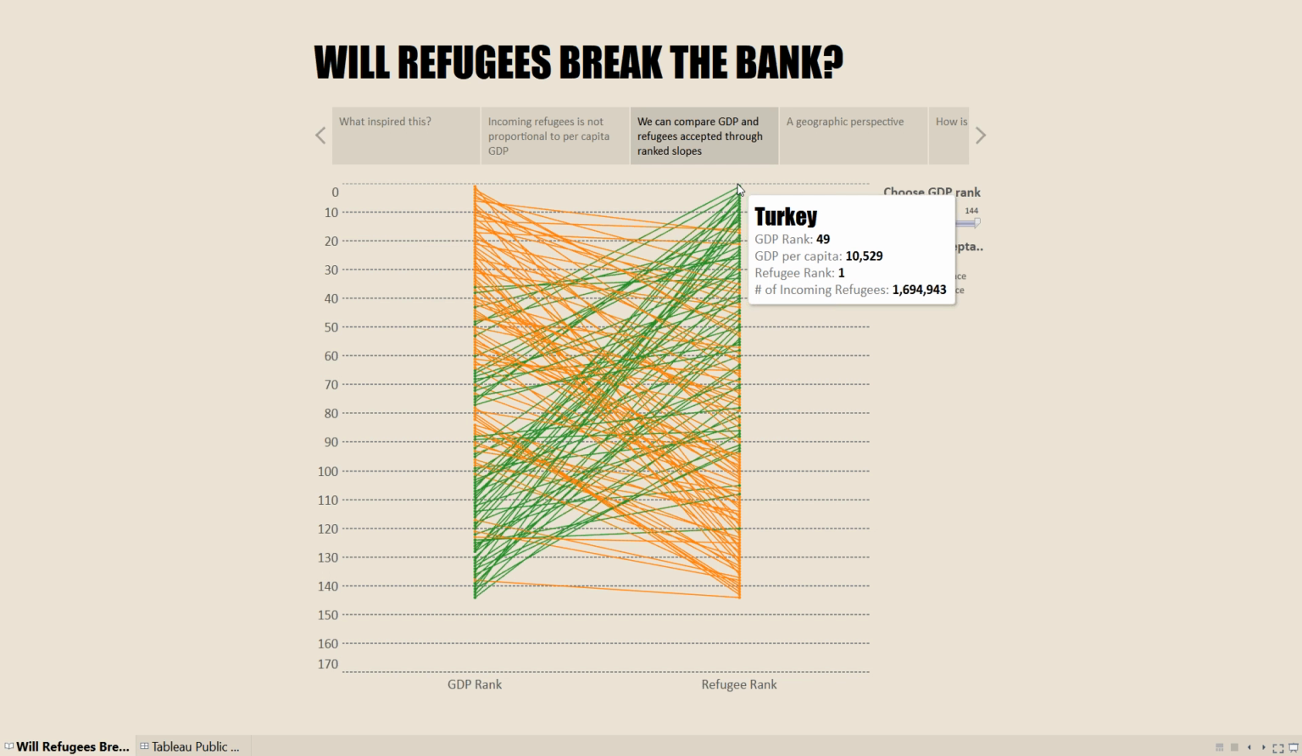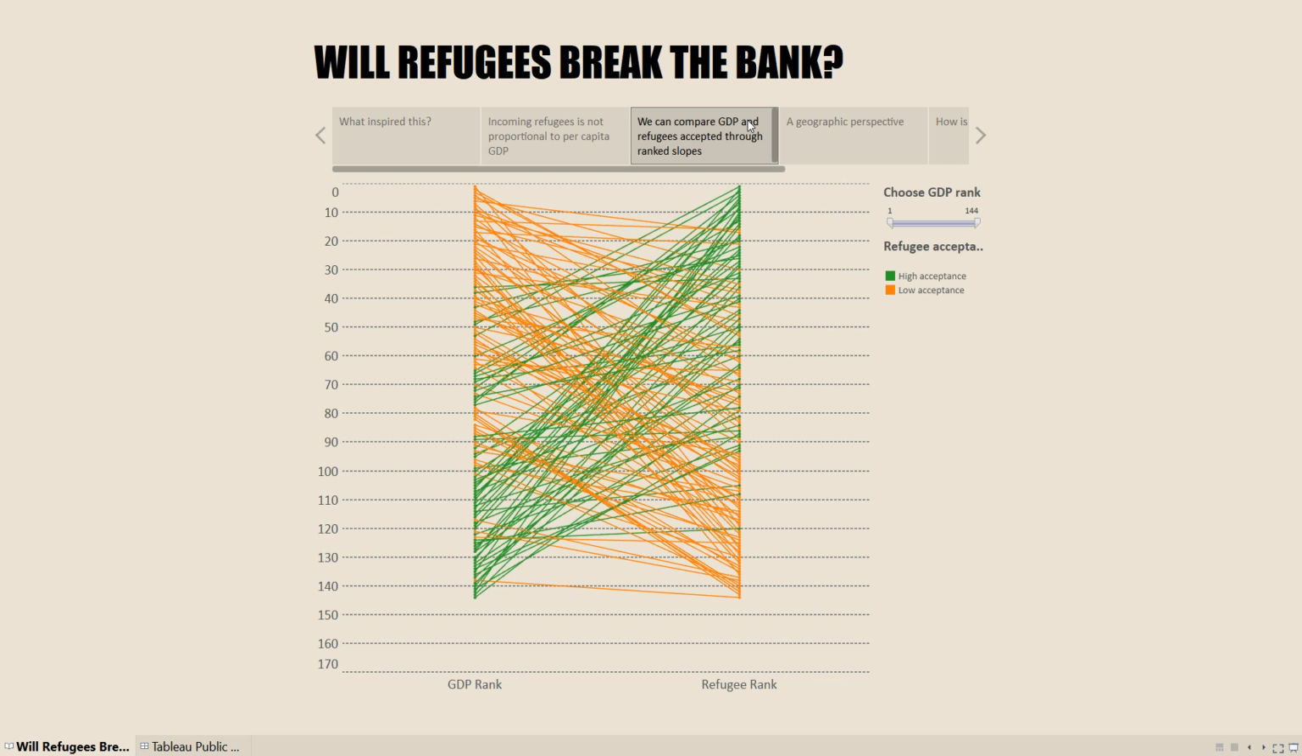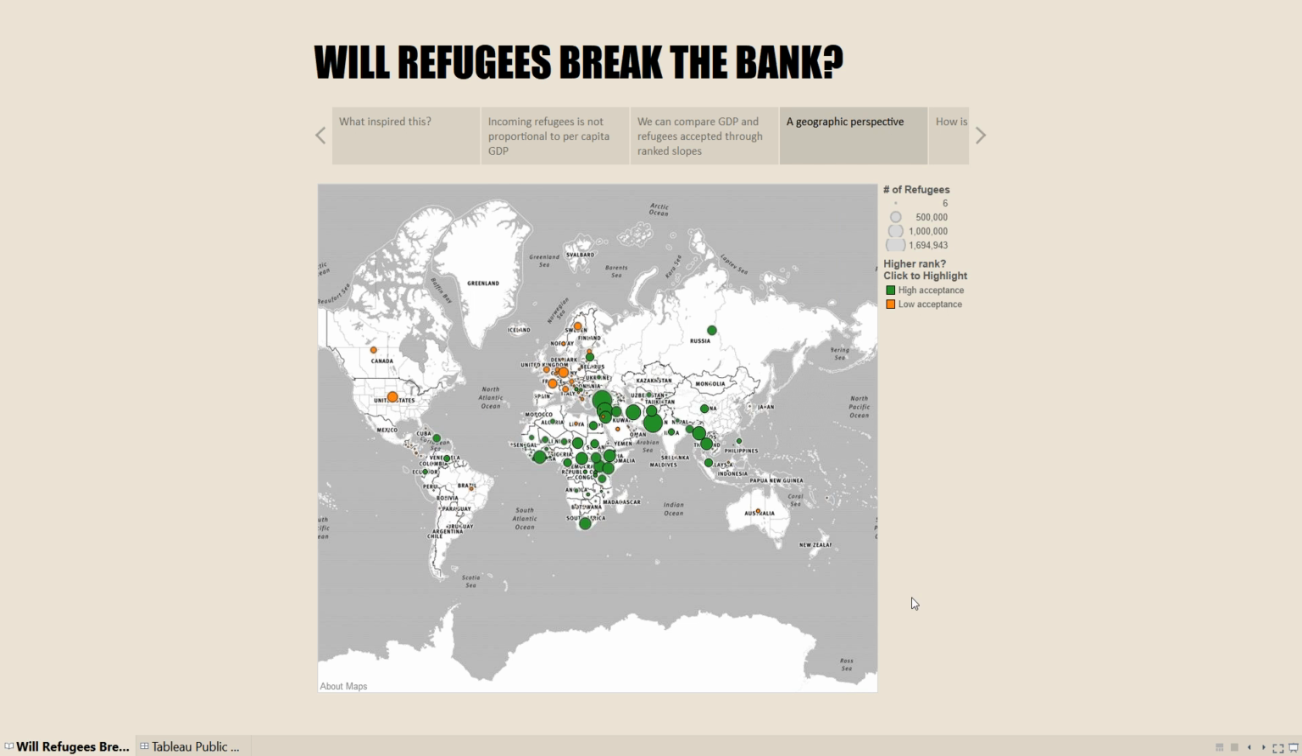refugee ranking, again, if they're number 1, it means they have taken the highest number of incoming refugees. To make it simpler, if you look at the legend, green indicates a high acceptance of refugees proportionally to their GDP per capita, and orange means a low acceptance compared to their GDP per capita. Ideally, if we're using this argument that GDP means anything for how many refugees we should be taking in, we would want to see these bars completely straight and flat, but that's not what we're seeing. And then geographically, when we look at it, you can see on this graph, it's the same idea.